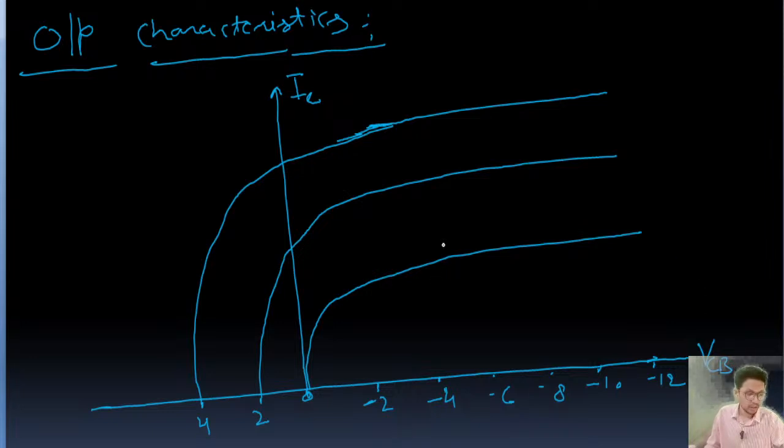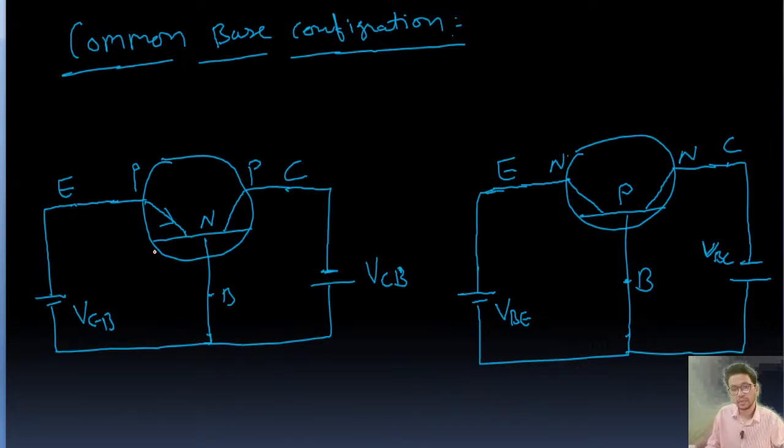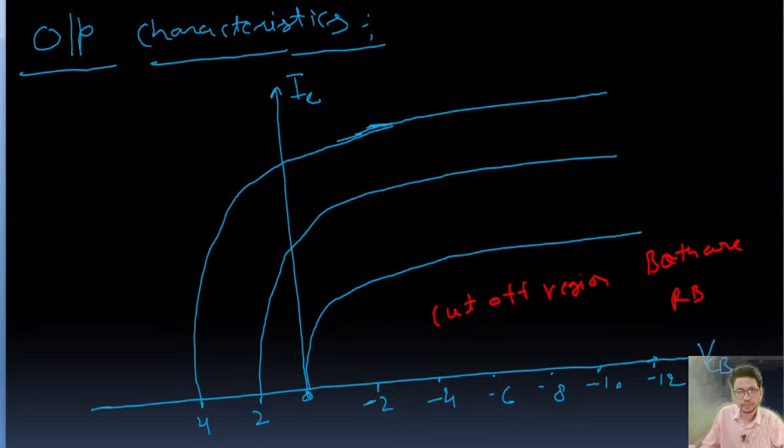This graph is very important, guys. This region is called the cutoff region. In the cutoff region, both junctions are reverse biased. This is the cutoff region.